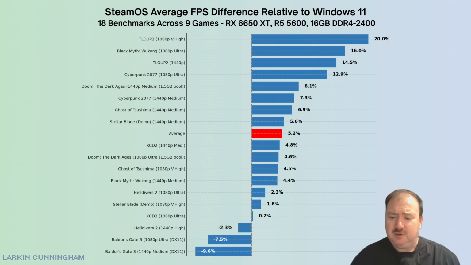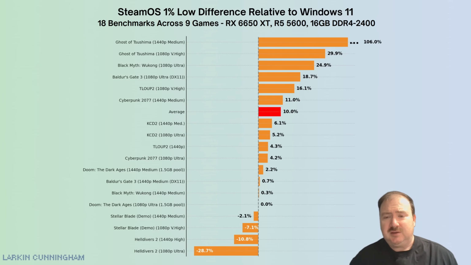If we then move on to the 1% lows, we'll see that it's even better for SteamOS here. So while there's maybe not that much of a noticeable difference for the average FPS, there is a noticeable difference in 1% lows across most of the games. There are a couple of very big outliers, especially Ghost of Tsushima at 1440p medium. That absolutely destroyed the Windows 11 version in the 1% lows. It was dropping down below 30 FPS, whereas it was much higher than that, over 60 FPS on SteamOS.